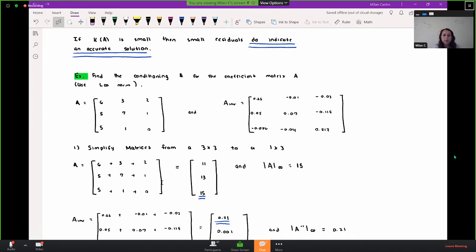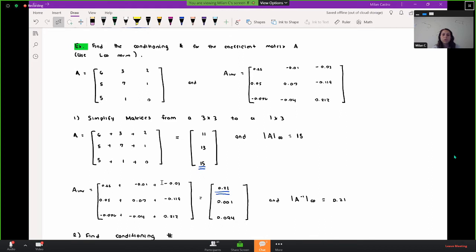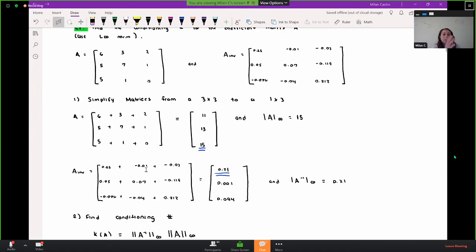Here I have an example for you on how to find the conditioning number using the L infinity norm. If most of you haven't taken matrices and linear algebra, this might be a struggle for you, which it was for me because I did everything on my calculator when I took this class. I taught myself this last night, and it was really horrible. But basically, you're going to start by converting your 3 by 3 matrix to a 1 by 3.